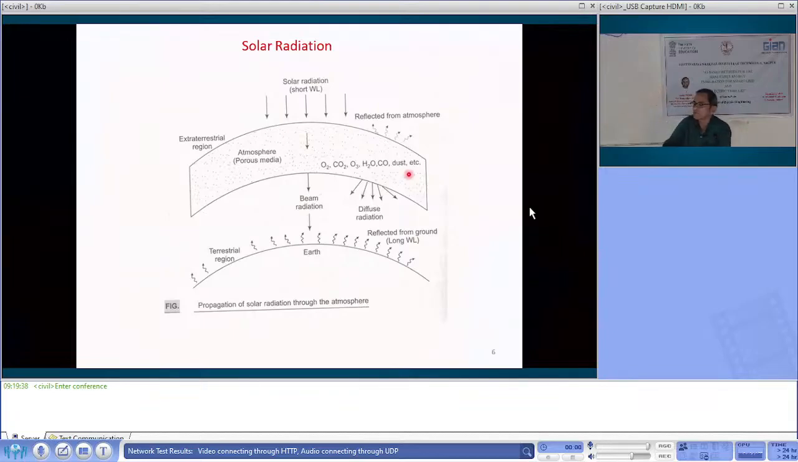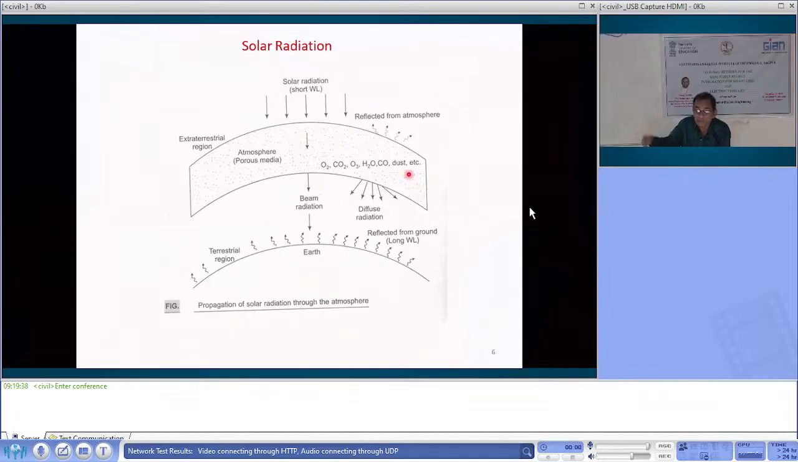Latitude, longitude, geographical information is required, whatever site you choose. Then the radiation that comes in the form of a straight-line light beam is beam radiation, that is around 85%. The remaining, which is reflected from the ground, is called long wavelength.